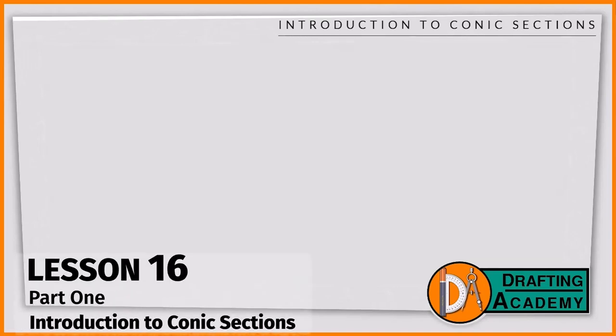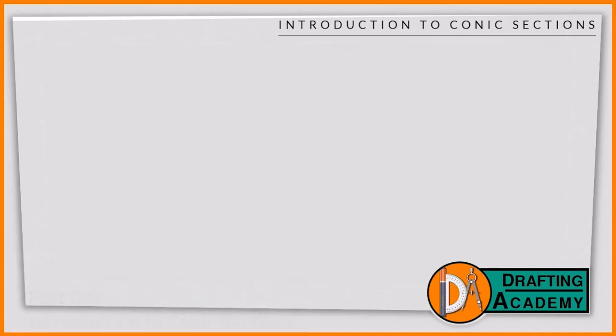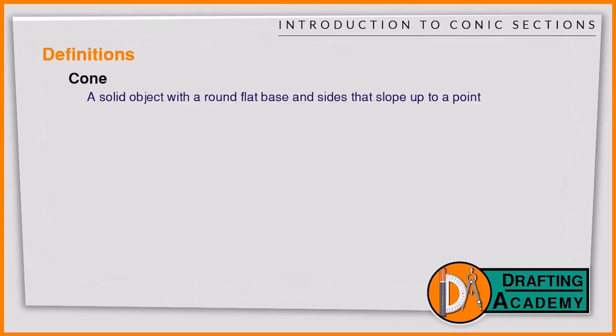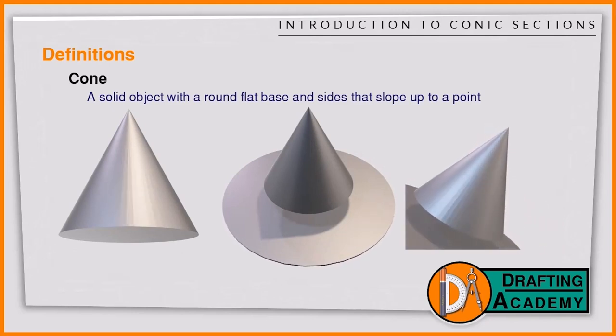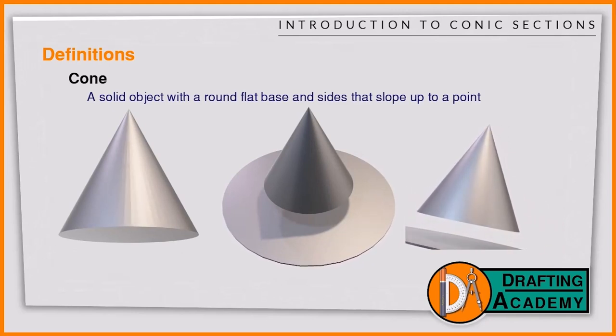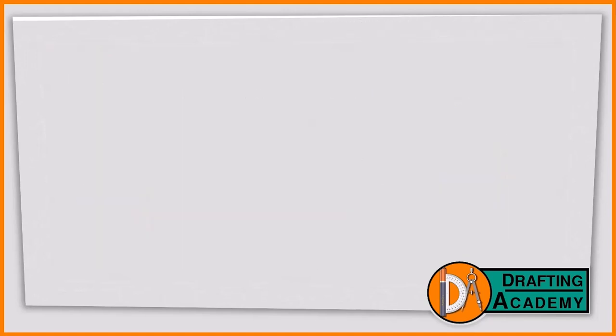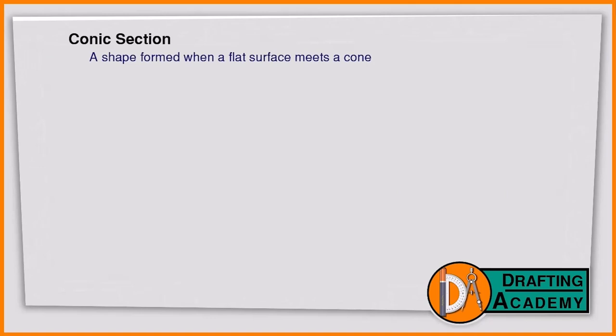In this lesson, we're going to begin our discussion about conic sections. Before we can really understand what a conic section is, it's important that we understand what a cone is. The definition there might help, but I believe seeing what a cone looks like will be very, very important. Now, a conic section is basically a shape that is formed when a flat surface meets a cone.